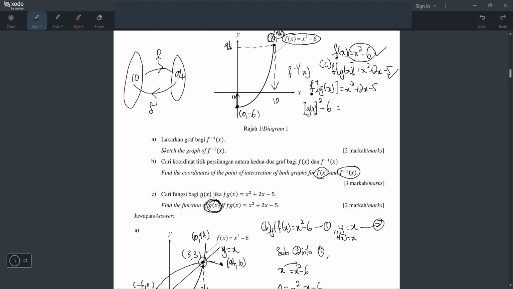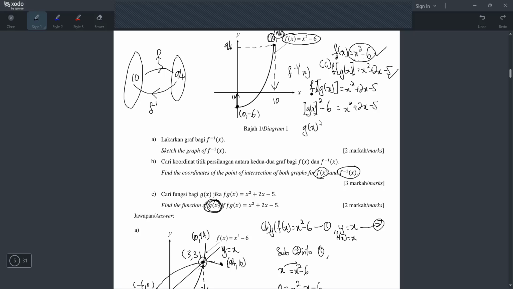Because my bracket x now is already changed to bracket gx, the x here also has to change to bx. And then whatever is at the back, you just copy exactly the same. All right, means you just follow. And now you can find your gx, but first you need to move your minus 6 to the other side.